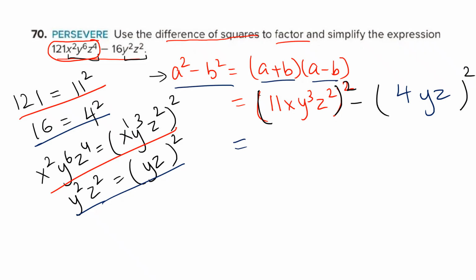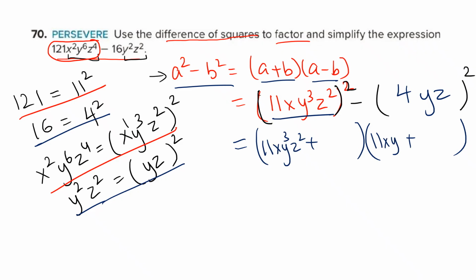So two factors will come, one with plus, one with minus. Let's write the factors now. The first factor is 11x y³ z², and I'm going to copy the same factor here. And the second factor is 4yz. I'm going to write it here. Yes, we have to change the sign also. So one is positive, definitely the other is negative. This is one way of doing the factorization using difference of squares, which is very, very correct.